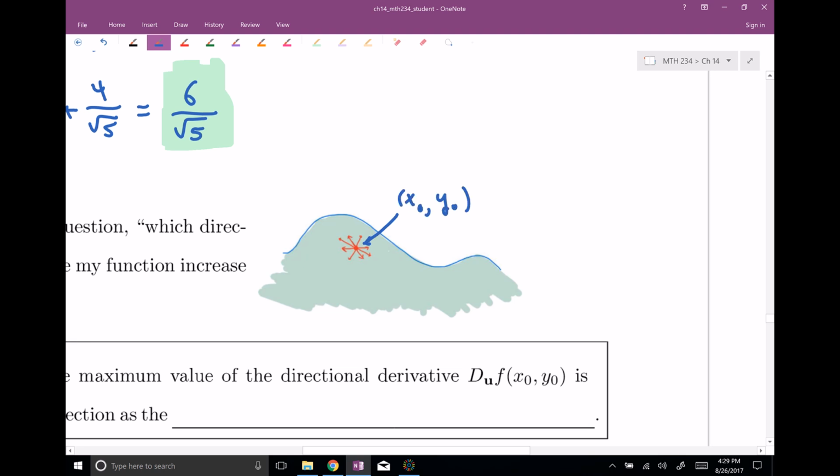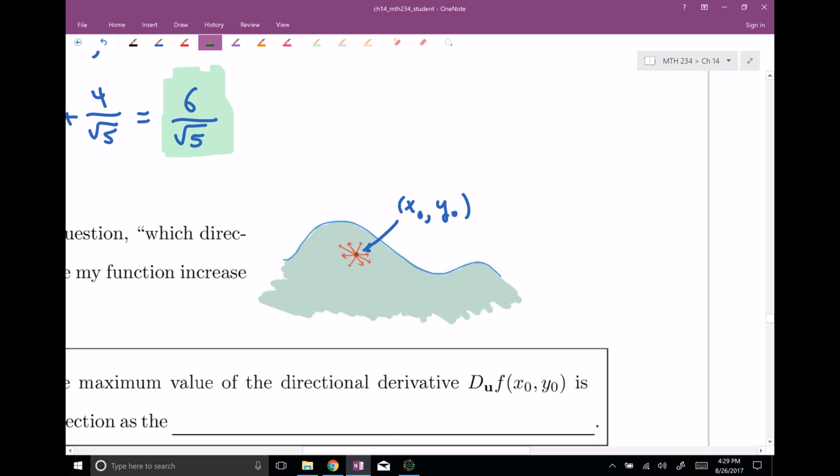So I'm at this point, and I want to know what direction I should head in. What's the steepest direction? Or maybe we could even ask an expanded question: what's the least steep direction? What takes me straight down or straight up? In this case, I want to know what direction increases the fastest. Based on this picture, I would guess it would be something like this. And that's something else this gradient vector helps us with.